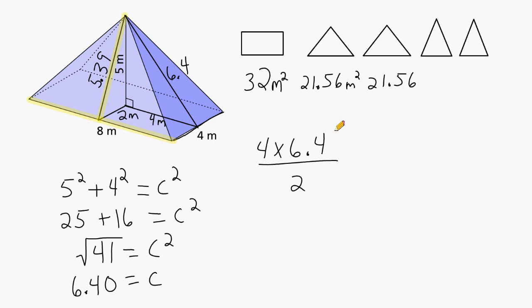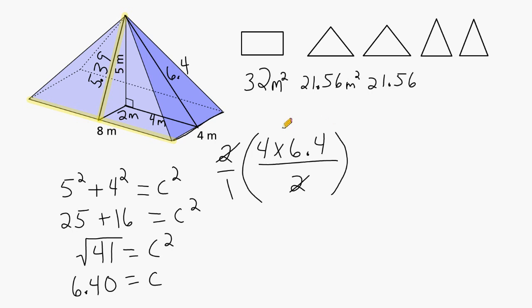So we can take this whole quantity here if we wanted to and multiply it by 2. And notice if we multiply by 2, we have a 2 for a numerator and a denominator, so we can cancel both of these out. So multiplying 4 by 6.4 will actually give us the combined area of these two triangular surfaces. So let's go ahead and do that.